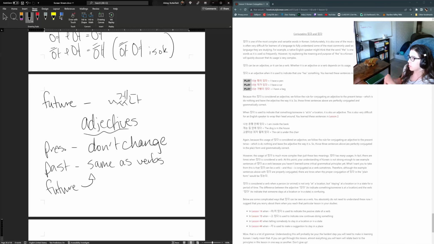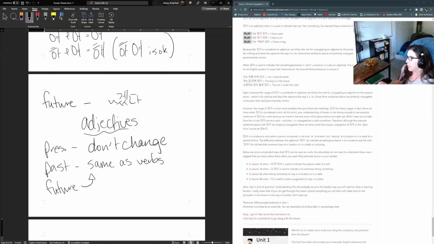However, the usage of 있다 is more complex than just these two meanings. 있다 has many usages. In fact, there are times when 있다 is considered a verb. At this point, your understanding of Korean is not strong enough to see example sentences with 있다 as a verb because you haven't learned some critical grammatical principles yet. What I want you to take in is that 있다 can be a verb and thus conjugated as a verb sometimes. Therefore, although the example sentences above with 있다 are properly conjugated, there are times when the proper conjugation of 있다 in the plain form would be 있는다. 있다 is considered a verb when a person or animal is not only at a location, but staying at a location for a period of time. The difference between the adjective 있다 to indicate someone is at a location and the verb 있다 to indicate that someone stays at a location or in a state is confusing. So we're going to learn these in later lessons.